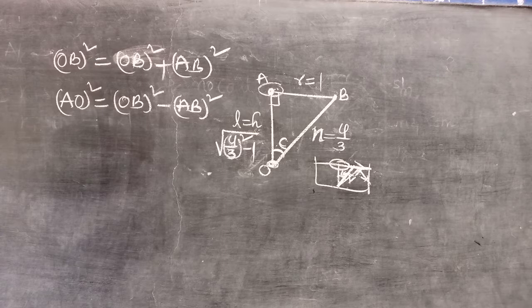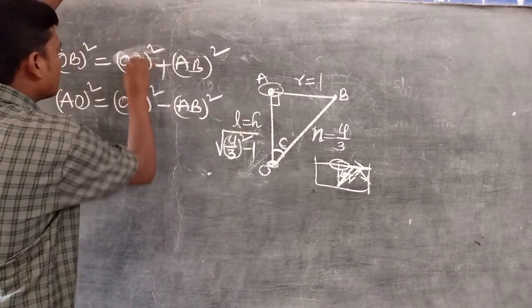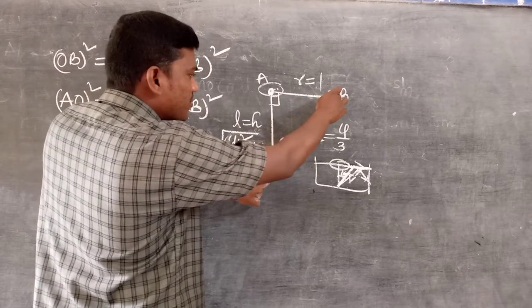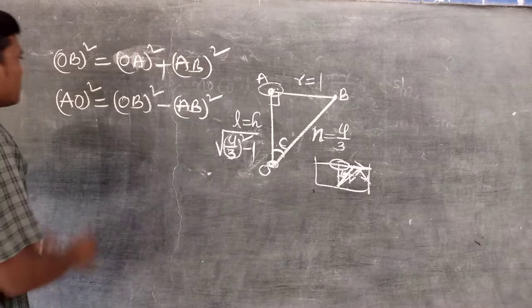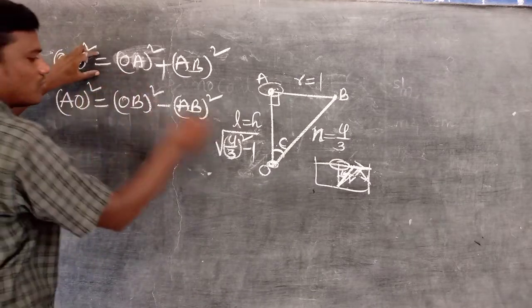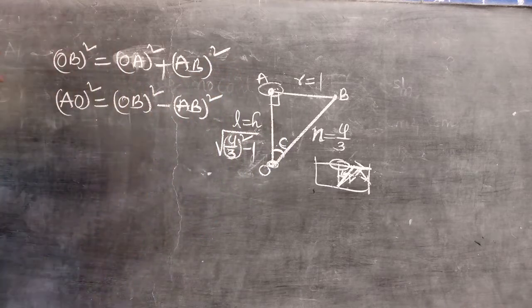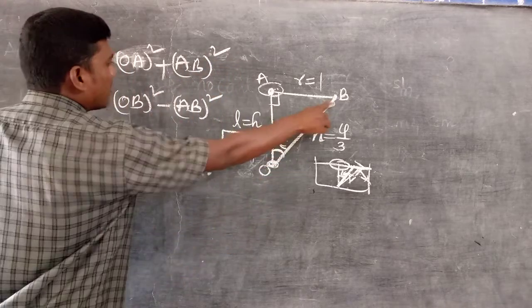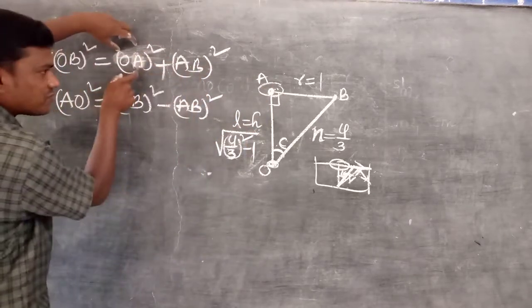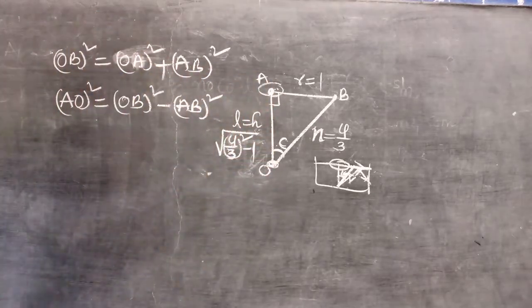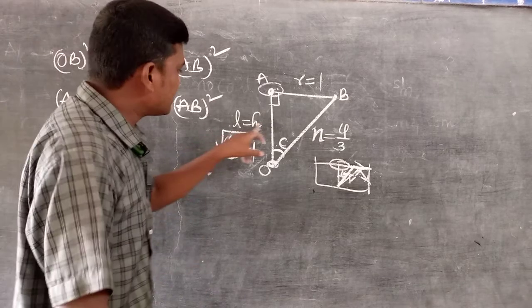So here we are observing OA and AB. Hypotenuse square is equals to adjacent square plus opposite square, which is nothing but OB square is equals to OA square plus AB square. Here we already know the OB value and the AB value. We don't know the OA value. But actually L is equals to H.